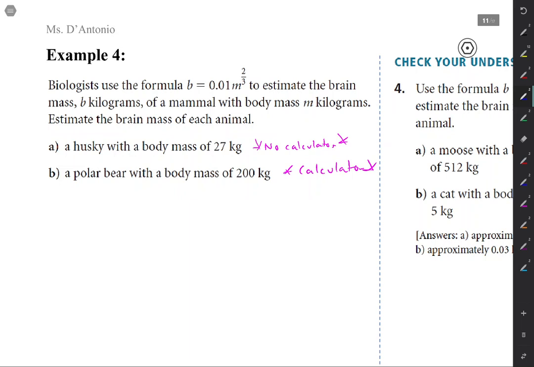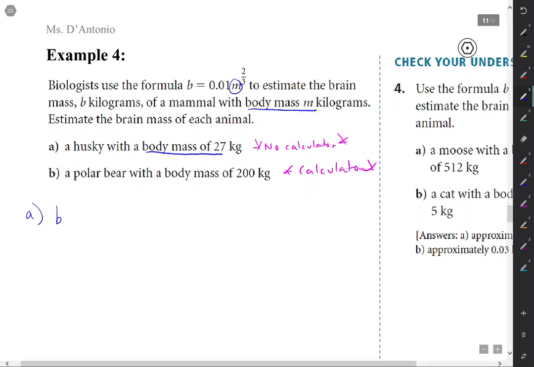So let's see here. Biologists use the formula B is equal to 0.01 m to the power of 2/3 to estimate the brain mass, B kilograms, of a mammal with body mass m kilograms. Estimate the brain mass of each animal. Okay, so in this example here, we have a husky with a body mass of 27. If we look at our word problem here, it says body mass is represented by the letter M. So we have body mass equaling 27. So we're going to plug 27 into the formula where the M is.